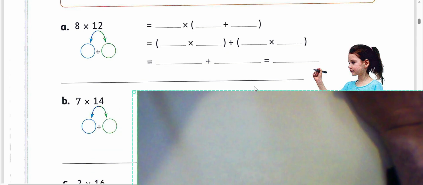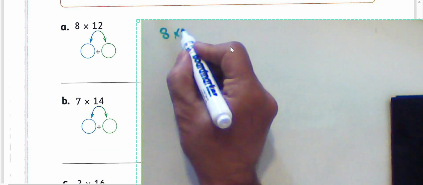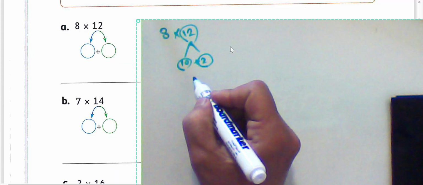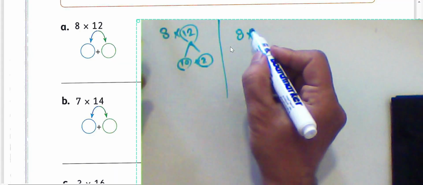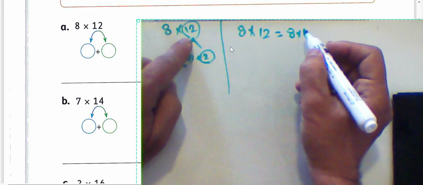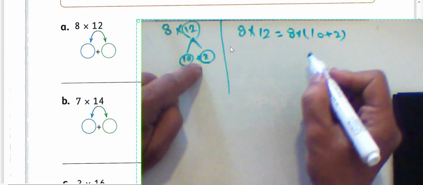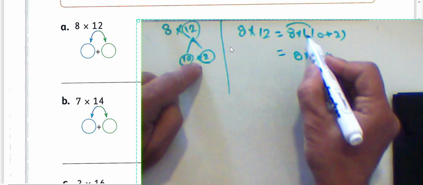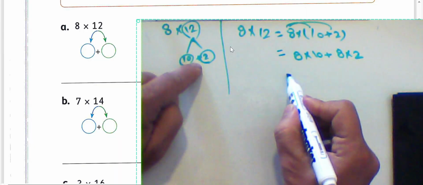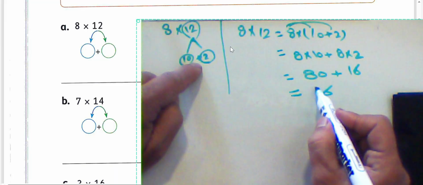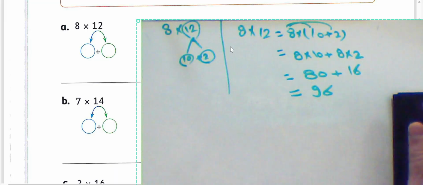We can use the distributive property to find the answer here. 8 product by 12. We can write 12 equals 10 plus 2 to solve this example. Look at here, 8 times 12 equals 8 times (10 plus 2), and use the distributive property. Write 8 times 10 and then 8 times 2. 8 times 10 equals 80 and 8 times 2 equals 16. We can collect: 6 plus 0 is 6, 8 plus 1 equals 9. It will be 96.